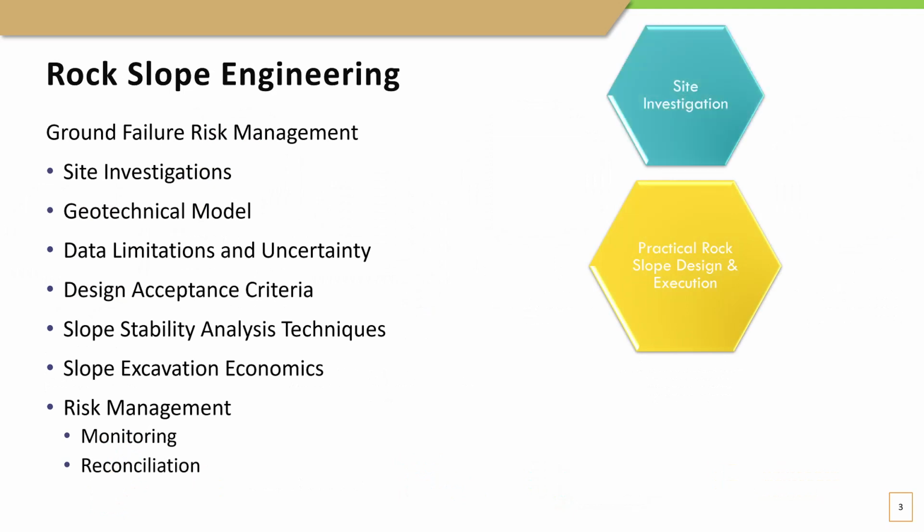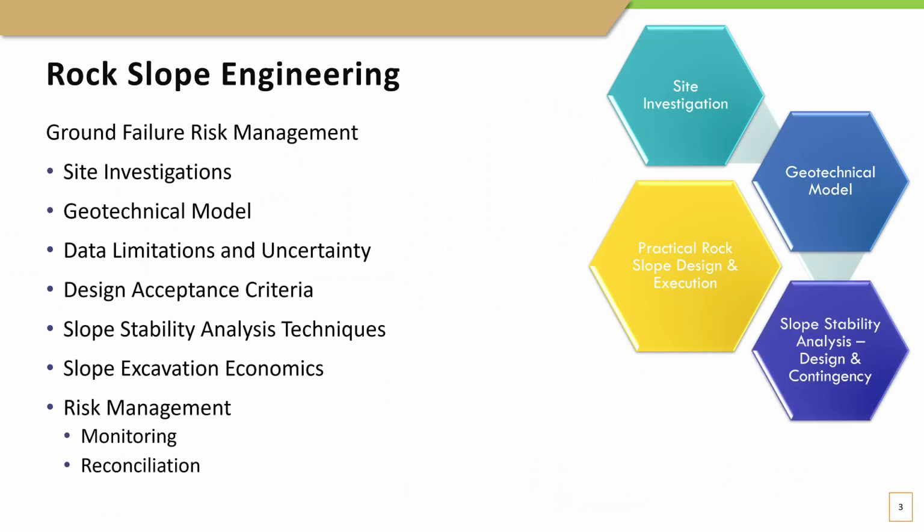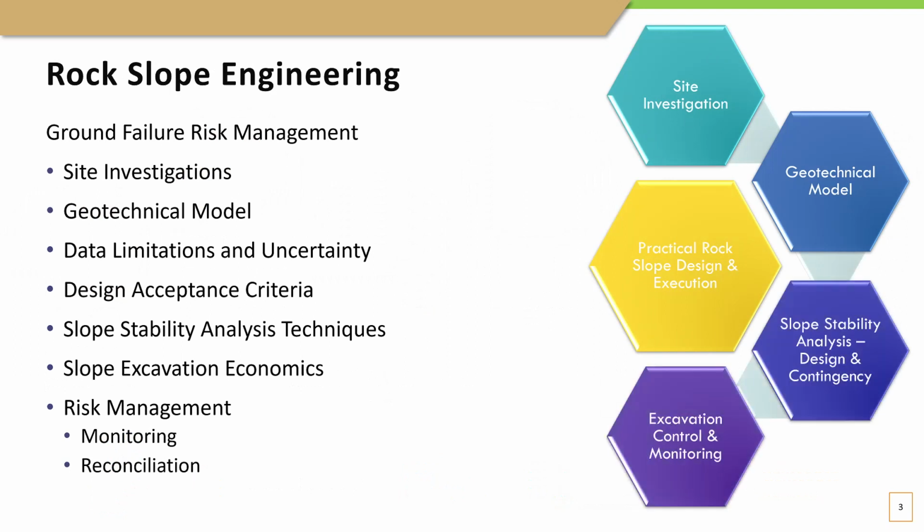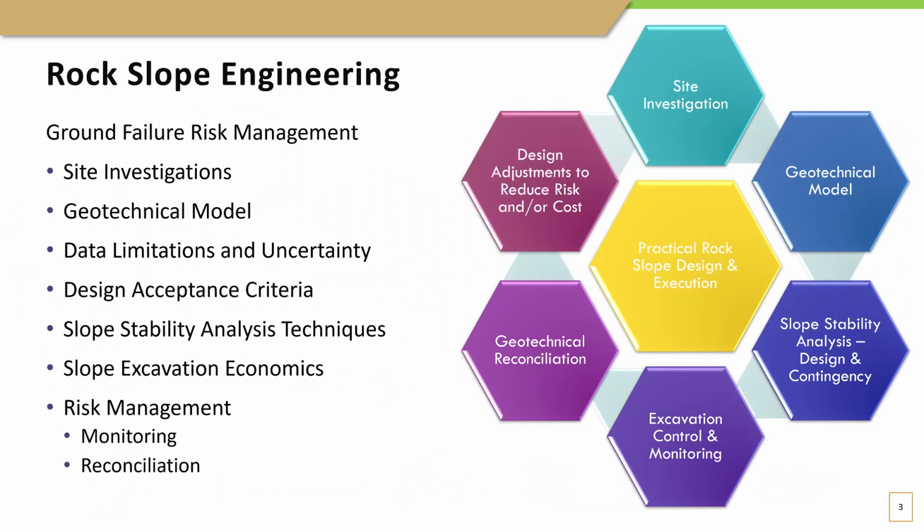Rock slope engineering is all about ground failure risk management. In a practical design and execution stage, we would undertake site investigations to develop a geotechnical model, which has some limitations and uncertainty. We'd then select a design acceptance criteria and do slope stability analysis and design the slope. Once excavations begin, we would control them and monitor them. We would also reconcile some of our assumptions and reassess the design.